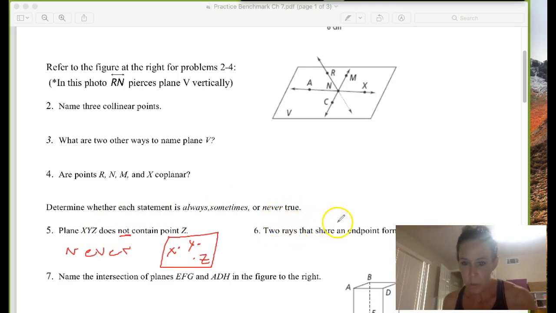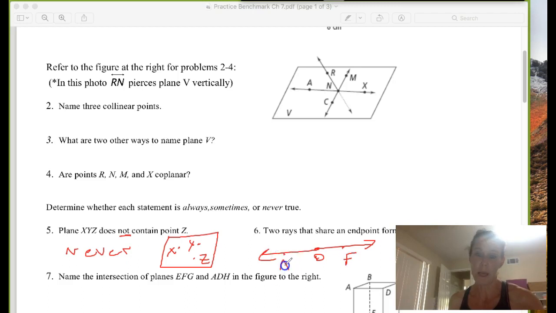Okay. 2 rays that share an endpoint form a line. So let's just draw that. If they share an endpoint, let's say this is point D, and this would be F, and this would be A, D, F. Do they form a line? That would be true in this case, but what if I had a ray DF, and they share endpoint D, and then I had a ray that went this way, DC.